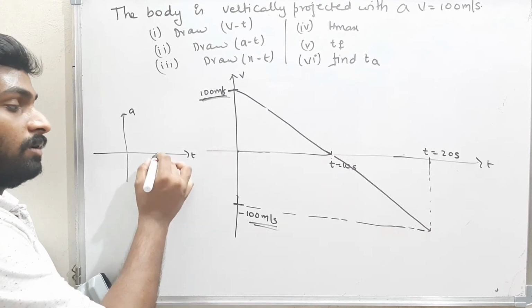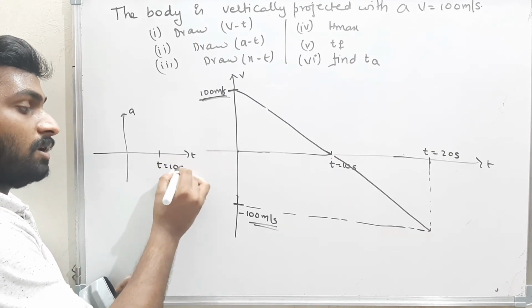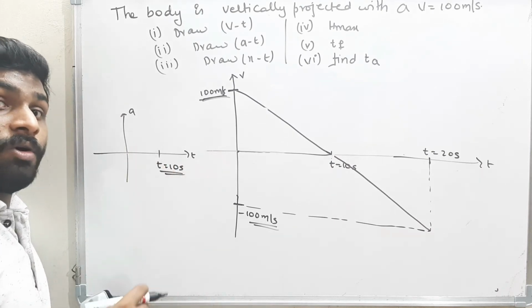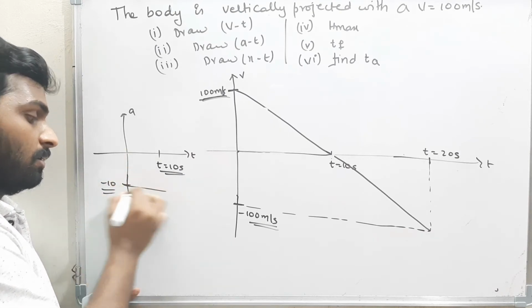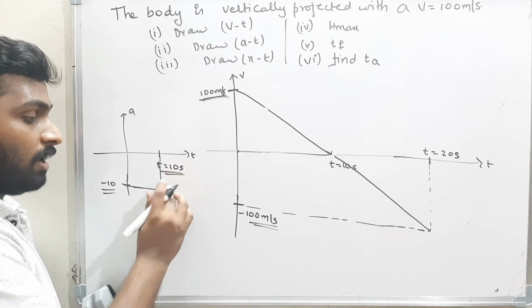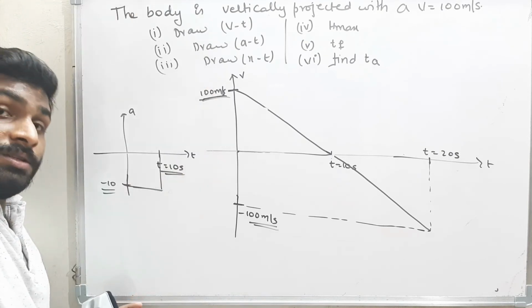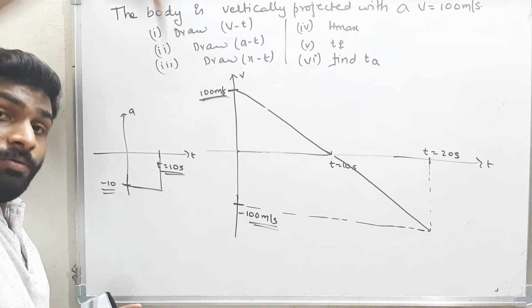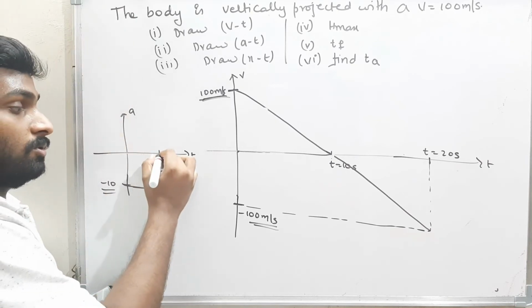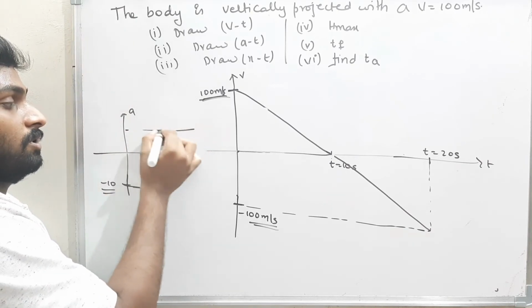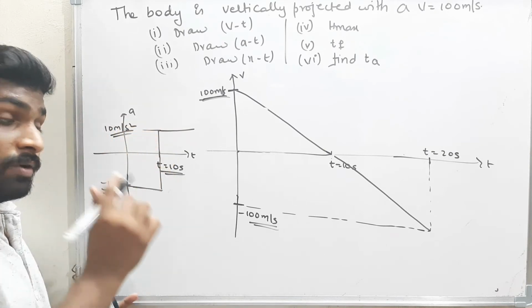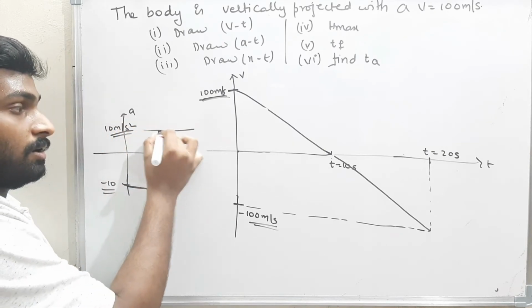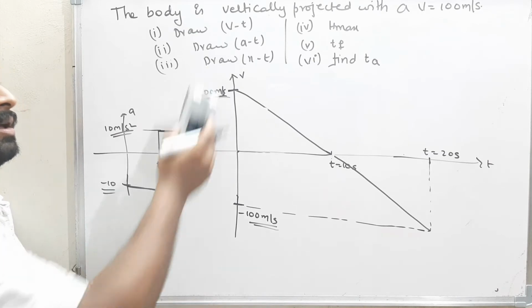Now see here, till time t equal to 10 seconds, the acceleration acting on the body is negative, that means minus 10. After time t equal to 10 seconds, that means after reaching the maximum point, the body will come downwards. That means acceleration is positive. Therefore, here the acceleration is positive, 10 meters per second square. And acceleration is uniform, therefore it is a straight line. Okay. Next one.